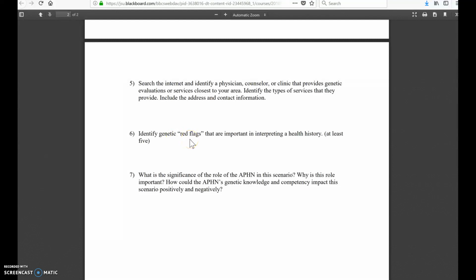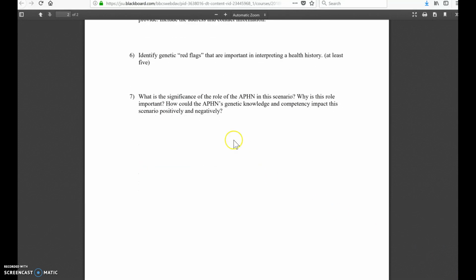That doesn't necessarily have to be just related to cardiac. It could be any, or cancer, whatever it is. It doesn't have to be just that, but what are some red flags that you can identify that let you know you've got genetic abnormalities going on? And then what's the significant role of the APHN in this scenario? Why is this role important? Think about the sub-roles that are related to the APHN. And then how could the APHN genetic knowledge and competency impact this scenario positively and negatively?